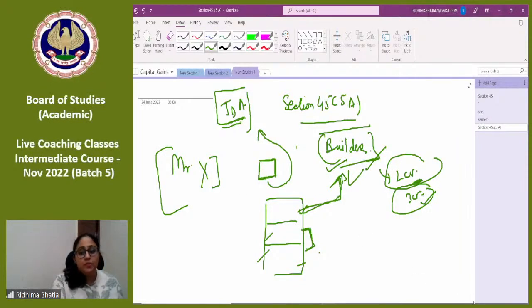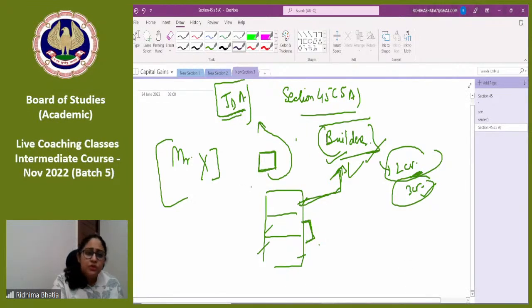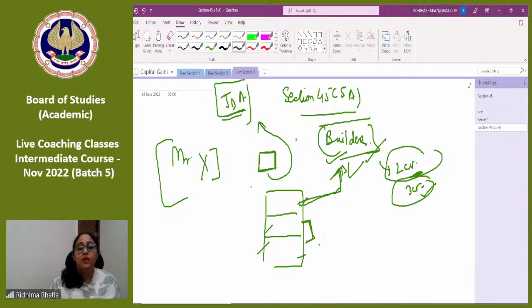Now the question comes, there were lots of problems. Many courts were saying transfer has happened, builder is receiving, Mr. X is also receiving, but no one knew what is happening. When is transfer happening? What is full value of consideration? No one knew, right? No one knew.